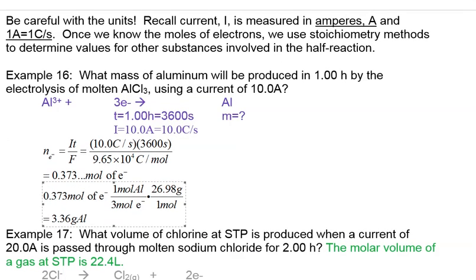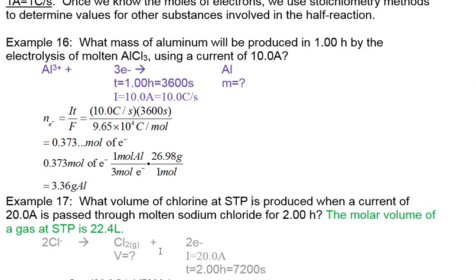So second question, we're looking for volume of chlorine. A piece of information you may have forgotten, but it is in your data booklet, is the molar volume of any gas at STP is 22.4 liters. So we're going to need that piece of information in order to get to volume of a gas. So our half reaction that we're concerned about there: we've got chloride ions going to chlorine plus 2 electrons.